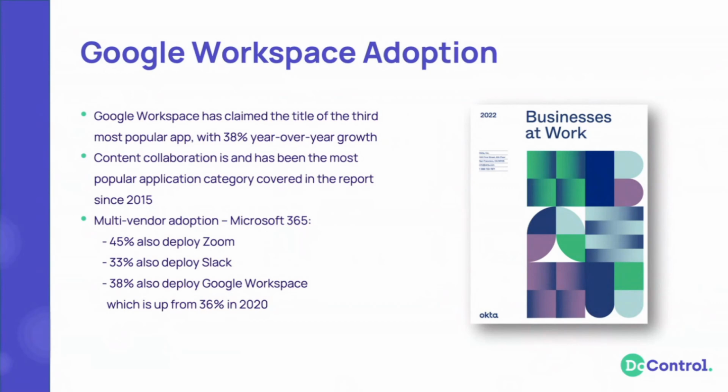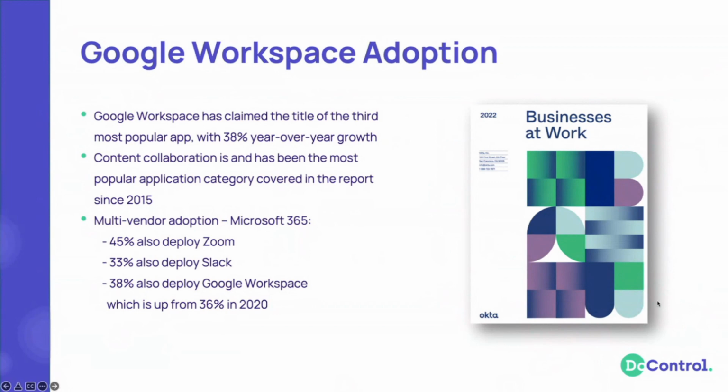Another interesting data point is the multi-vendor adoption statistics, which you can see here. This is one that I pulled that's relevant. Microsoft 365 customers are also deploying other applications that have essentially the exact same functionality as some of the services that you get with 365. So 45% also use Zoom, 33% are also deploying Slack, and then obviously Google Workspace at 38%, which was an increase from last year's report.